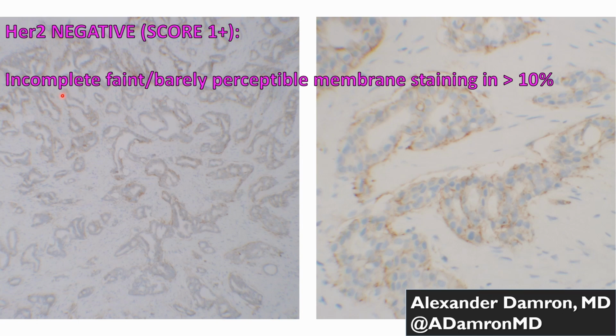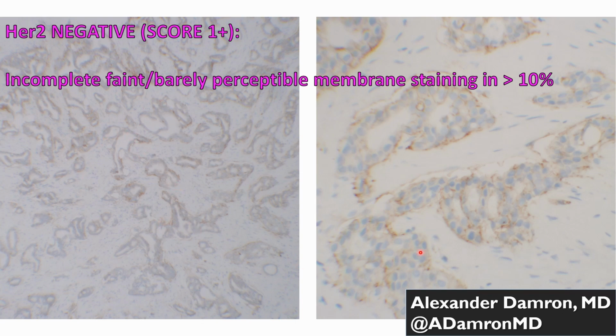So this is a low power image. All right, this is a 4x image here, and you can see just on 4x, I can see staining. I see some reactivity in the tumor cells, and that's what I say should be perceptible, should be barely perceptible, faintly perceptible. I should not have to go to higher power to see some reactivity in these tumor cells.